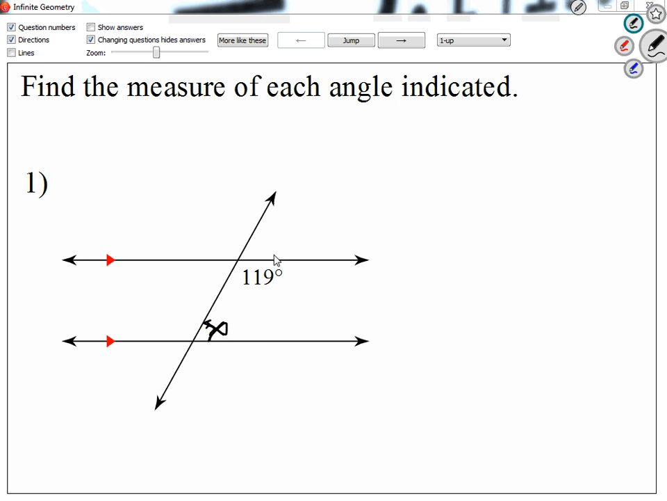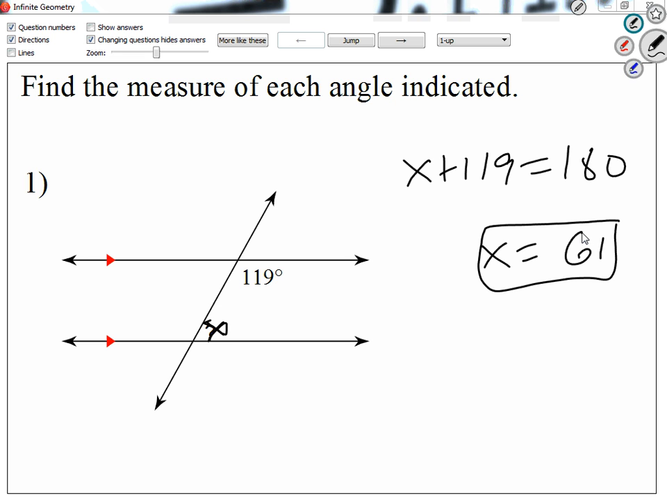I can tell these are same side interior, so I'm just going to say X plus 119 equals 180. Right? These two angles are same side interior, so I know they add up to 180. If X plus 119 equals 180, what's X? 61. So X equals 61 degrees.